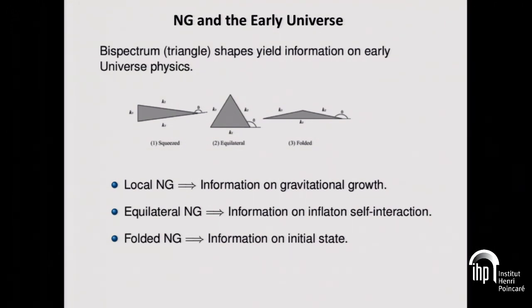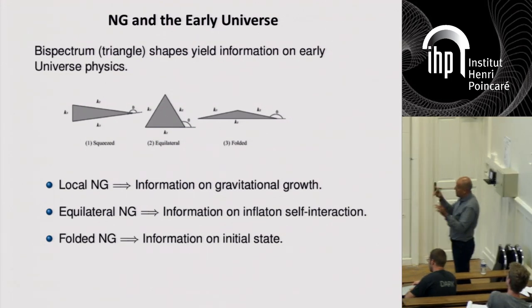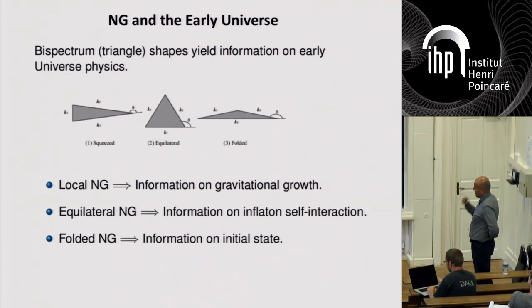universe and to try to learn something about inflation, which is to look for the non-Gaussianities in the early universe. So if you look at the bispectrum of the three-point function in real space, it has some information on the early universe physics. So basically you can look at the different shapes of this bispectrum, and they are telling you things about the initial state of the inflaton or the universe. So the local shape, the one that is squeezed, gives you information on gravitational growth.